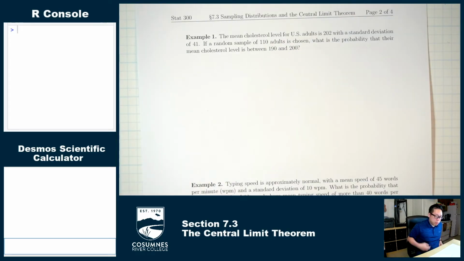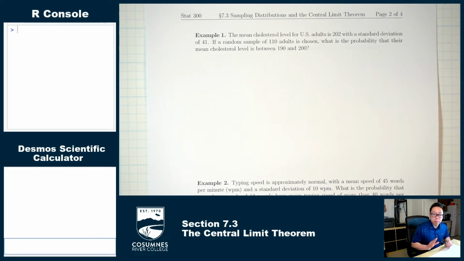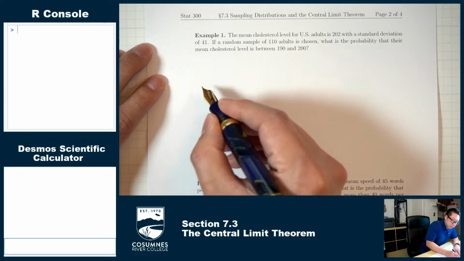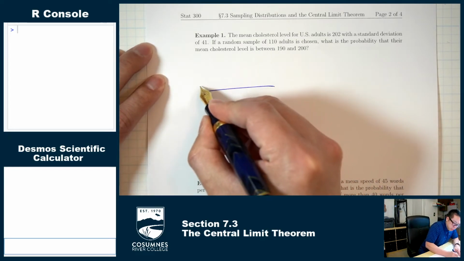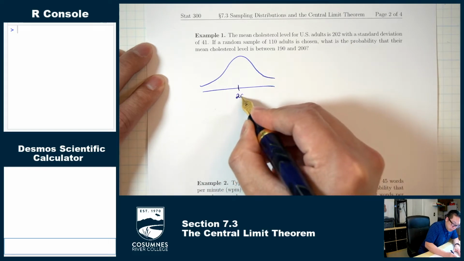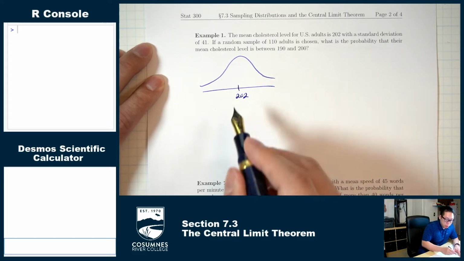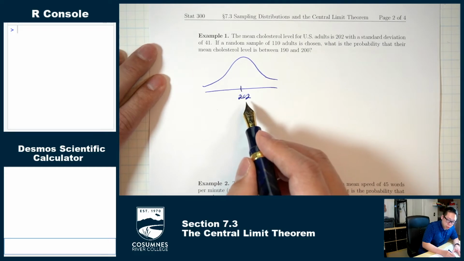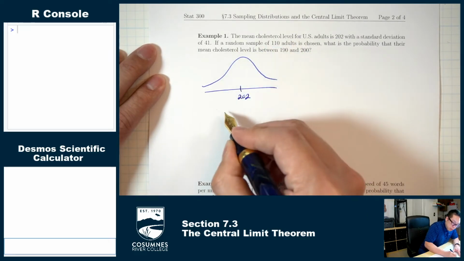Example 1. The mean cholesterol level for US adults is 202 with a standard deviation of 41. If a random sample of 110 adults is chosen, what's the probability that their mean cholesterol level is between 190 and 200? The first thing I'm going to do, just like in the previous lecture, is draw my picture and put the mean in the middle. My mean here is 202. And then I'm going to make a note to myself of what this 202 represents. So this 202 represents the cholesterol level.